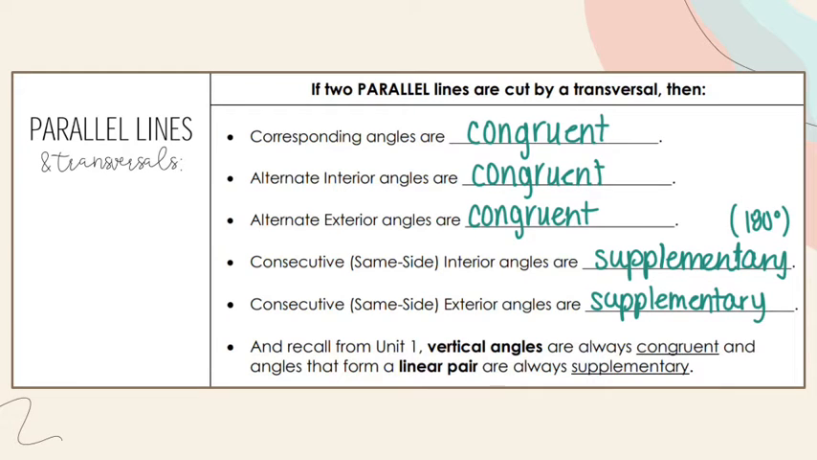Now, we want to recall from Unit 1 that vertical angles are always congruent. So over here, I want you to draw a picture. These are vertical angles. And then angles that form a linear pair are supplementary. So these are a linear pair.